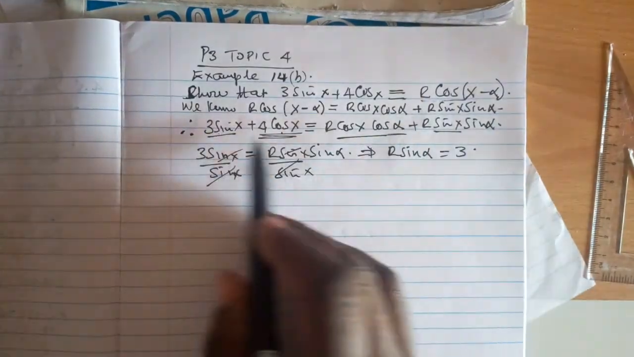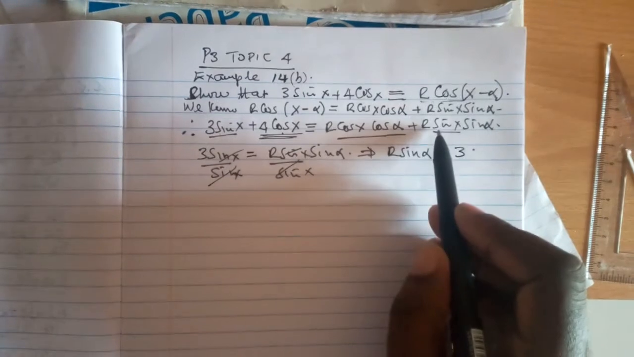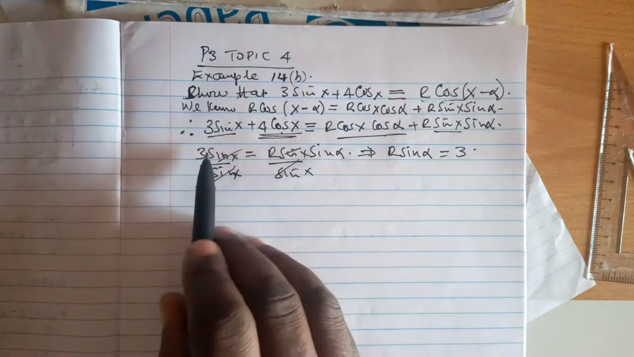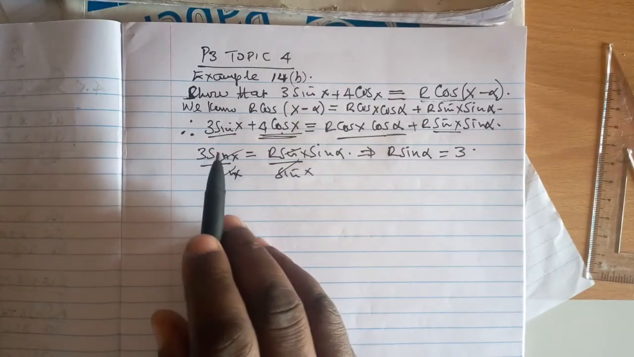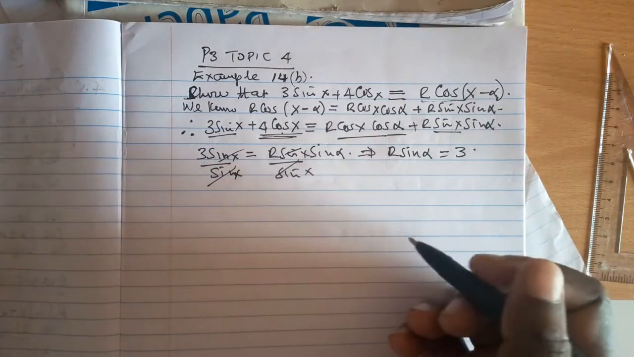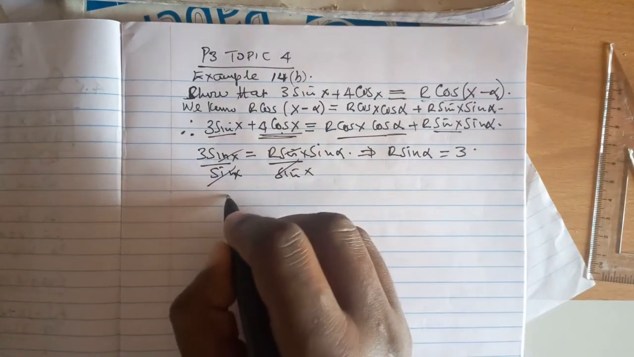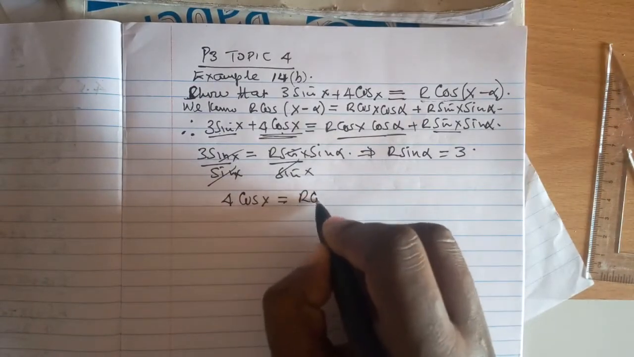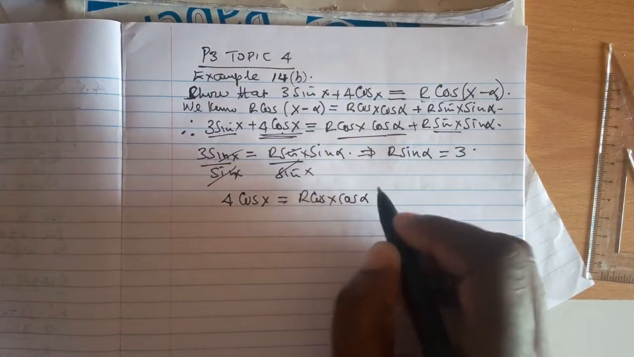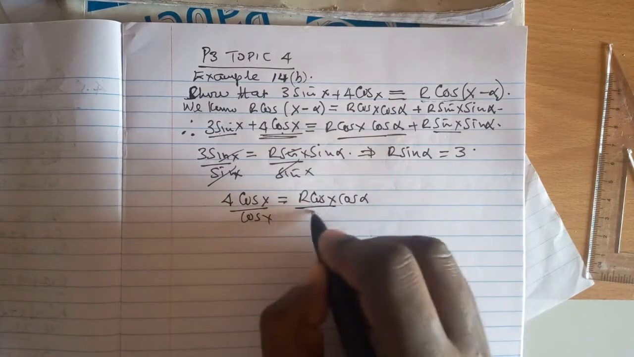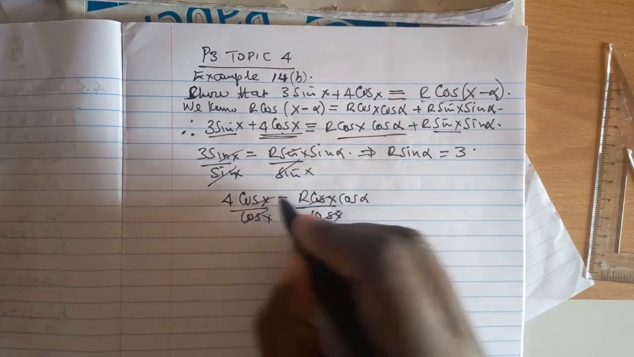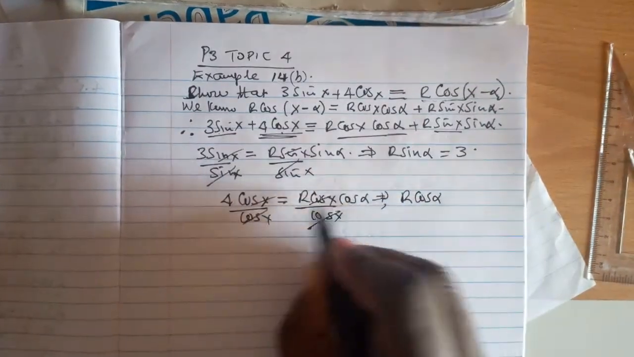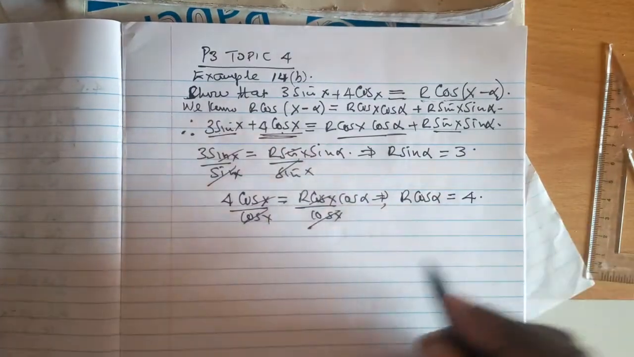And that is also why we considered 3 sin x to be equal to r sin x sin alpha, because sin x appeared here and also here. They had a lot to cancel out. At the same time, we can already see that 4 cosine x is equal to r cos x cos alpha. Divide by cos x on both sides, and that gives us r cos alpha equal to 4.